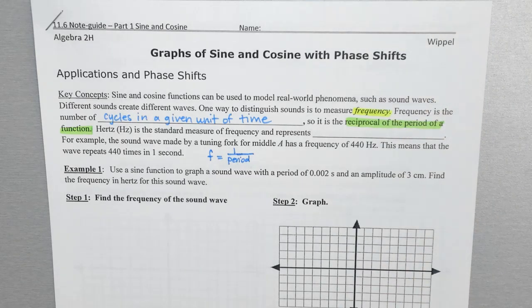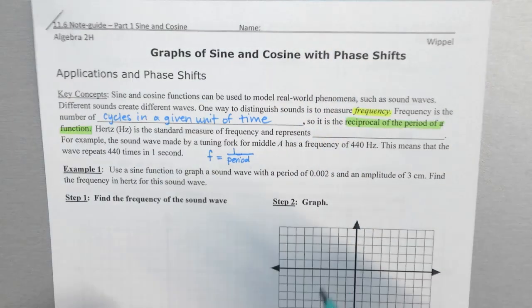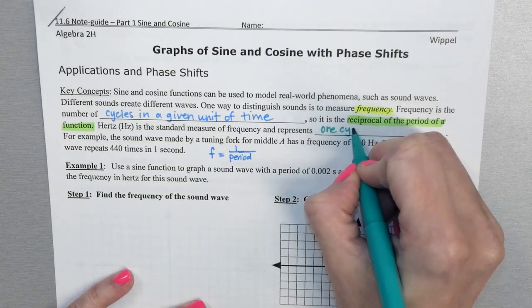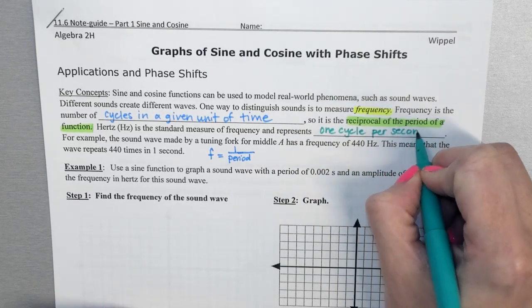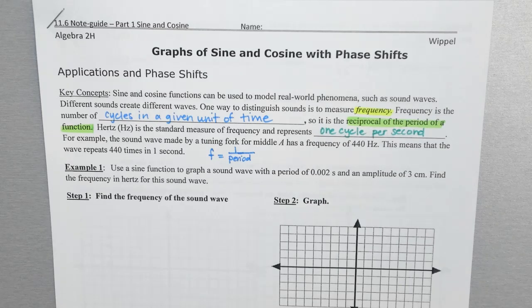Hertz is the standard measure of a frequency, and what it measures is 1 cycle per second. So a sound wave made by a tuning fork, which might be something you remember from elementary school science, when they would play the tuning fork for you, has a frequency of 440 hertz. This means that the wave is going to repeat 440 times in 1 second.